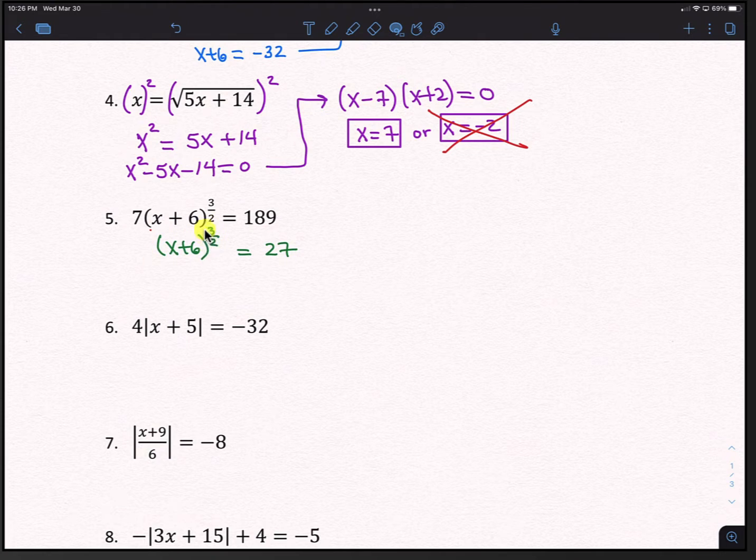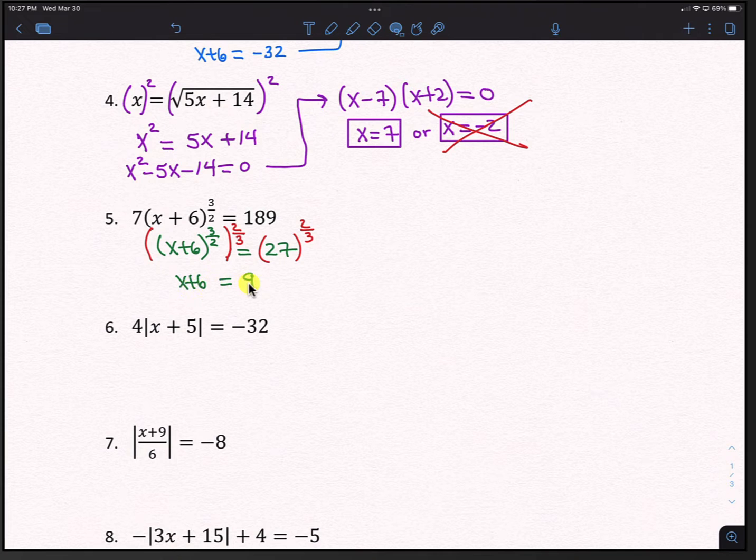And now we want to get rid of the fractional exponent, so we'll raise both sides to the reciprocal power of 3 over 2. Now the reciprocal of 3 over 2 is 2 over 3. So we're raising both sides to the power of 2/3. Now the 27 to the 2/3, the way that works is the 3 on the bottom is telling us to take the cube root of 27, which is 3, and then you're going to square that, so that's 3 squared is 9. And on the left side, the exponents cancel out, so you just have x plus 6.